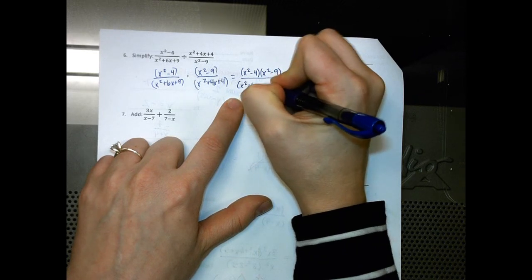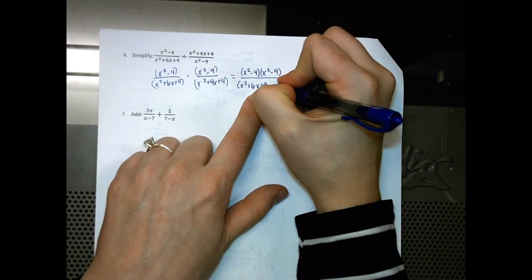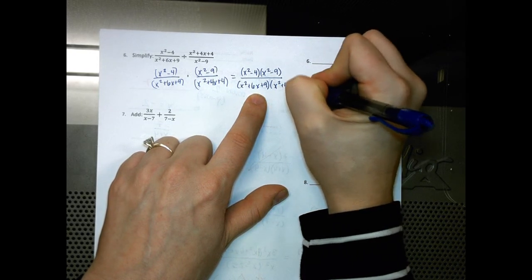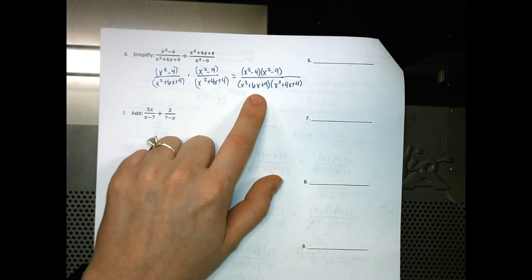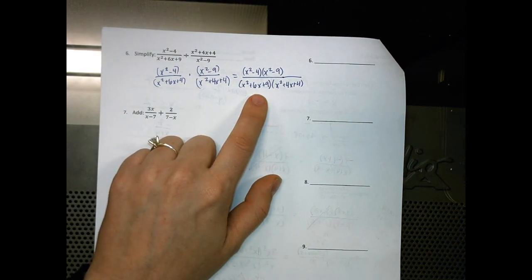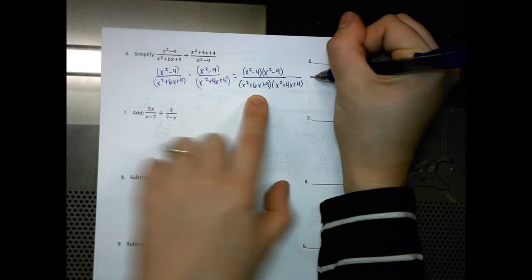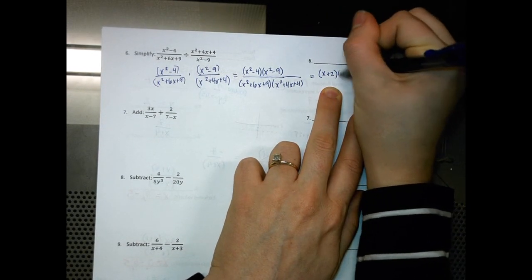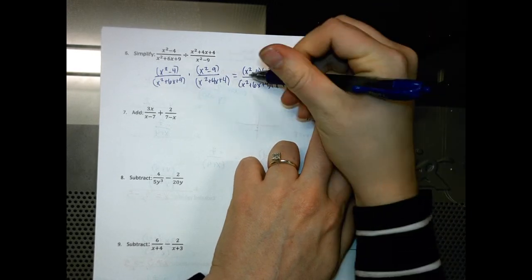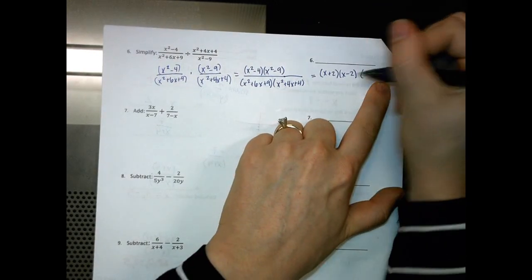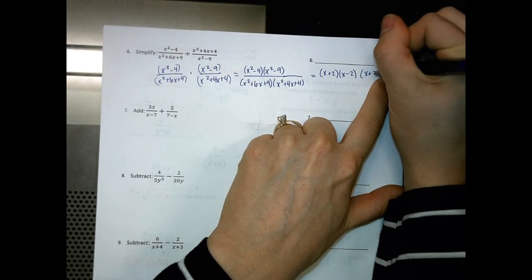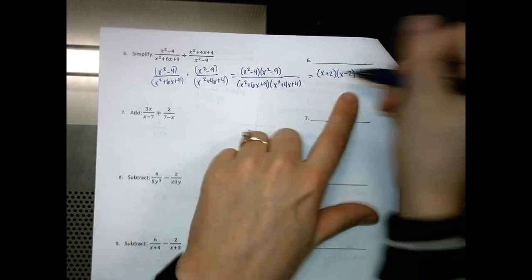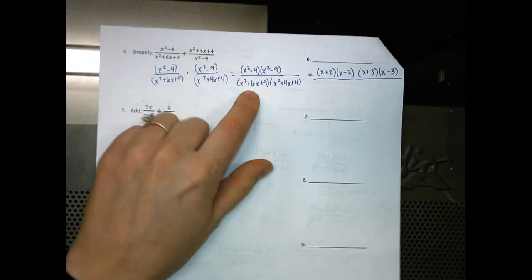How many factors should I end up with in my numerator? 4. How many factors should I end up with in my denominator? 4. So a difference of squares factors to 2 binomials, x plus 2 and x minus 2, for x squared minus 4. For x squared minus 9, that's x plus 3 times x minus 3. But trinomials factor to 2 binomials as well.